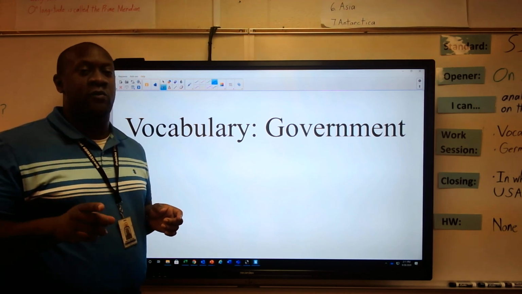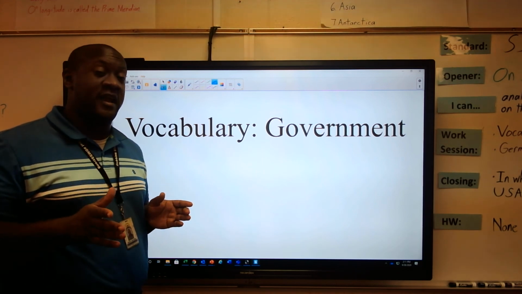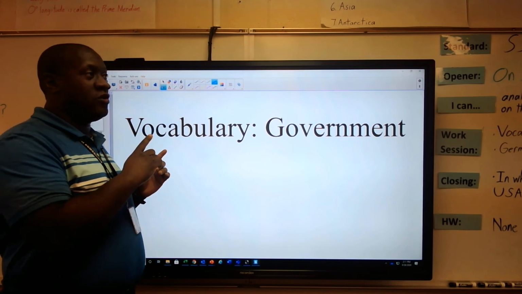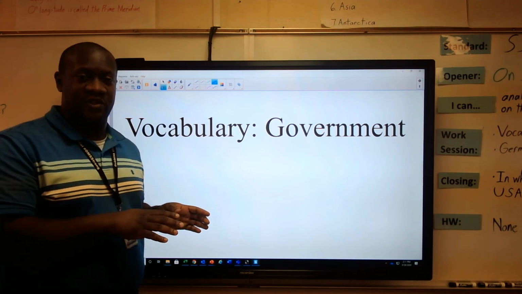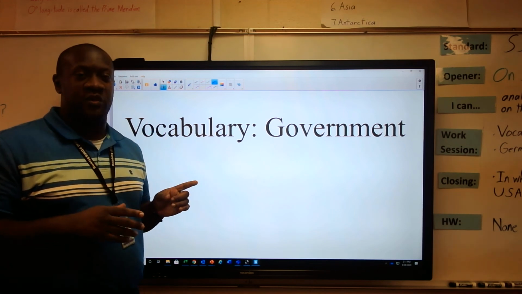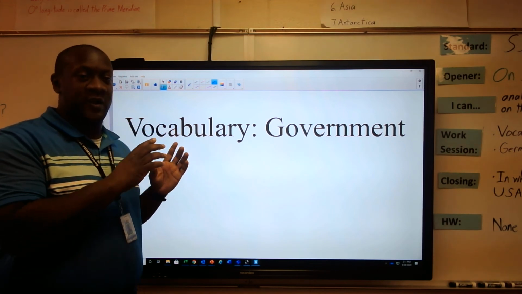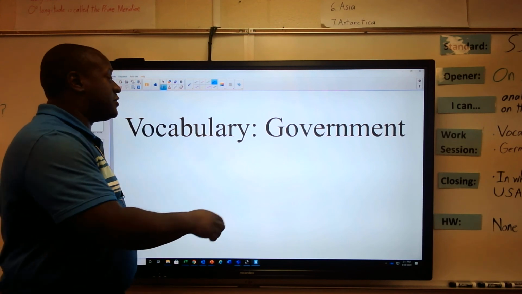Okay, first of all, there are 8 words. Normally we have 6 or 7, so there's 8 words this week, but we're looking at 2 groups of 3, and then we'll look at the other 2. But it's important to look at 2 groups of 3 because those groups are answering certain questions. So let's take a look.